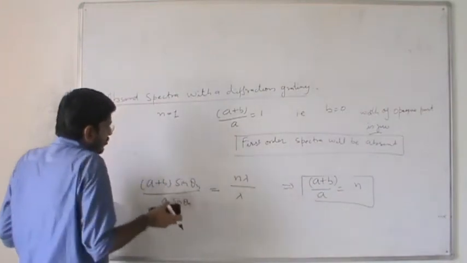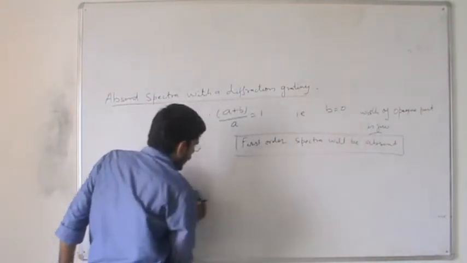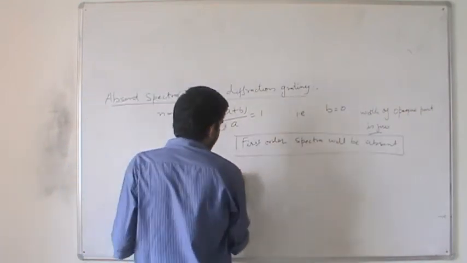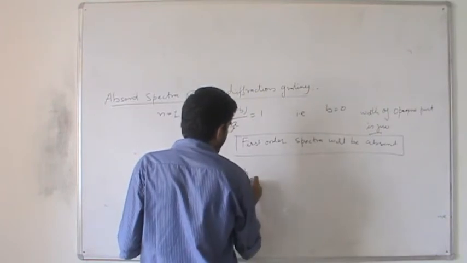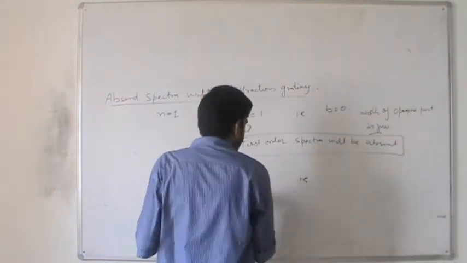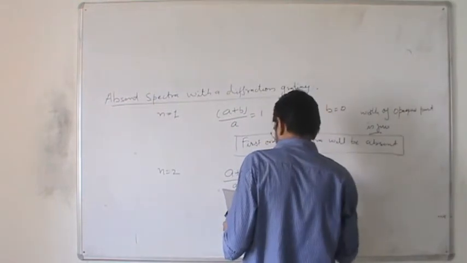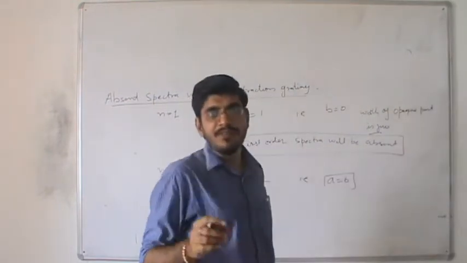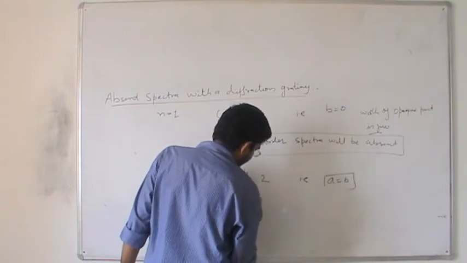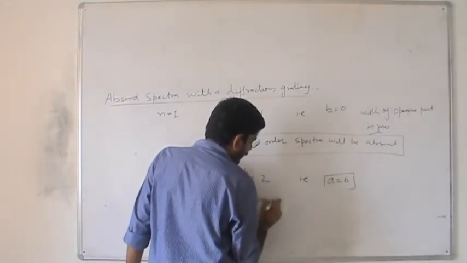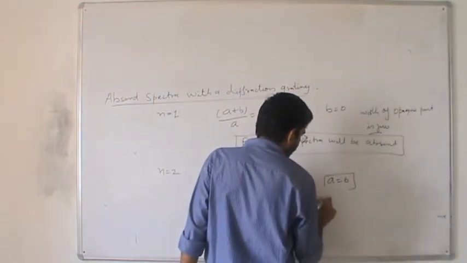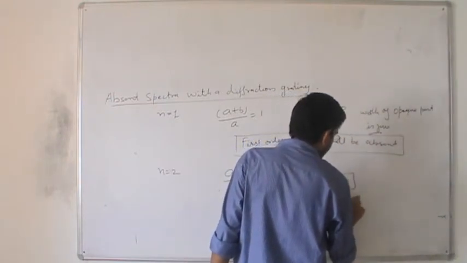Second, if n is equal to 2, let's say (a+b)/a is equal to 2. So in that case, a is equal to b. Interesting, a is equal to b. That means the width of the slit is equal to the width of the opaque part.